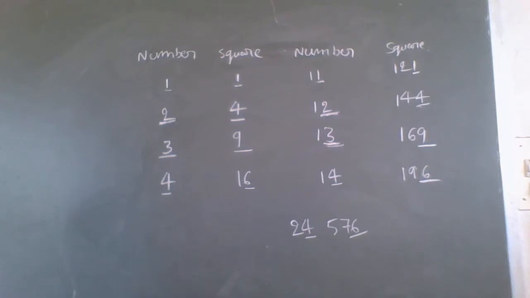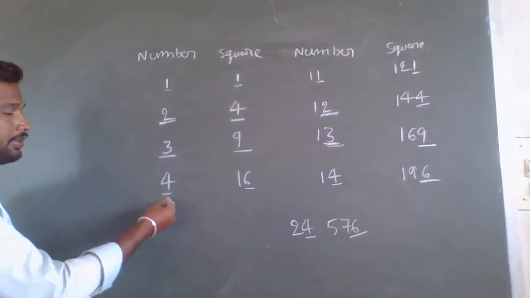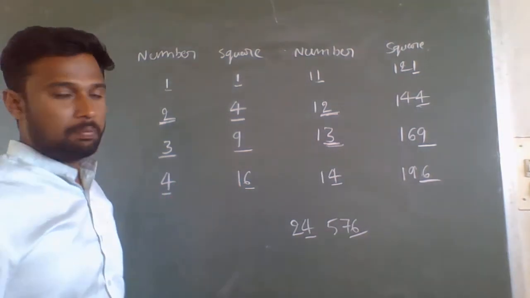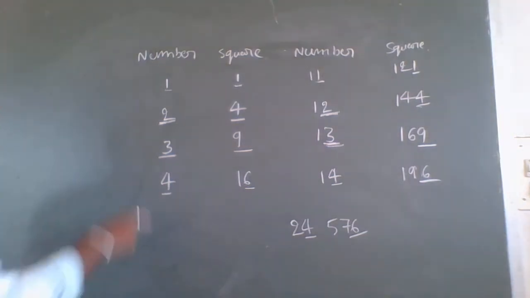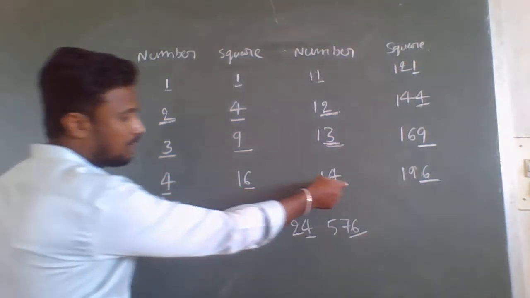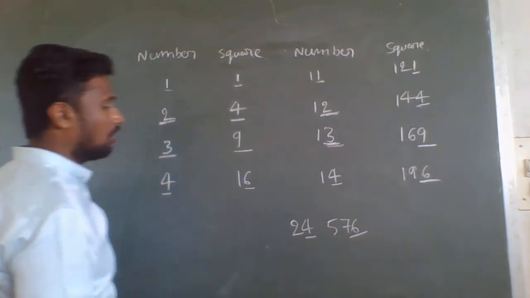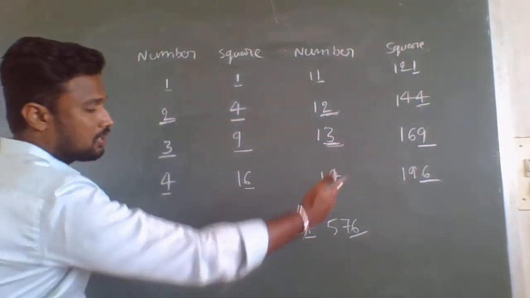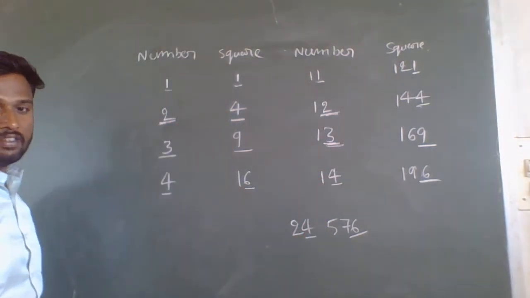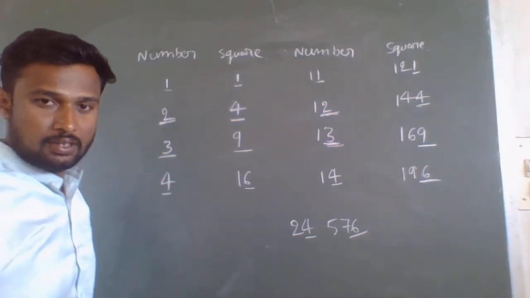So now you can tell that when 4 is there at the unit place, listen carefully, when 4 is there at the unit place, always the square number ends with 6. Always the square number ends with 6.